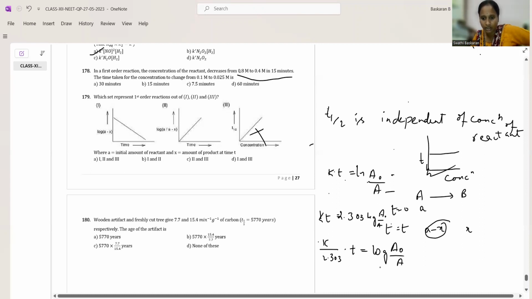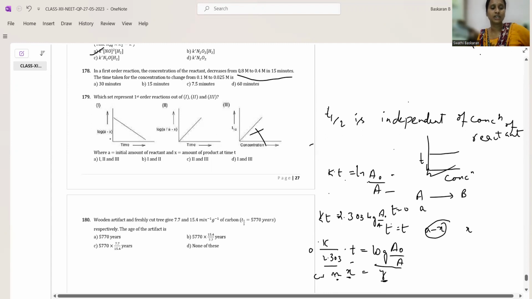Now this is basically y is equal to mx, the linear regression formula, right? So if you take on the y-axis log a naught by a, and on the x-axis time, you get the slope k by 2.303, a positive slope, and no intercept, that is, c is not there. So hence it has to pass through the origin. So graph 2 is absolutely correct.